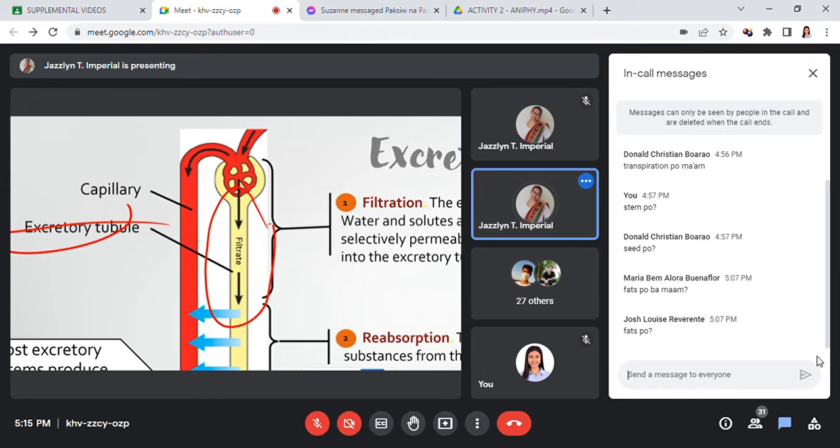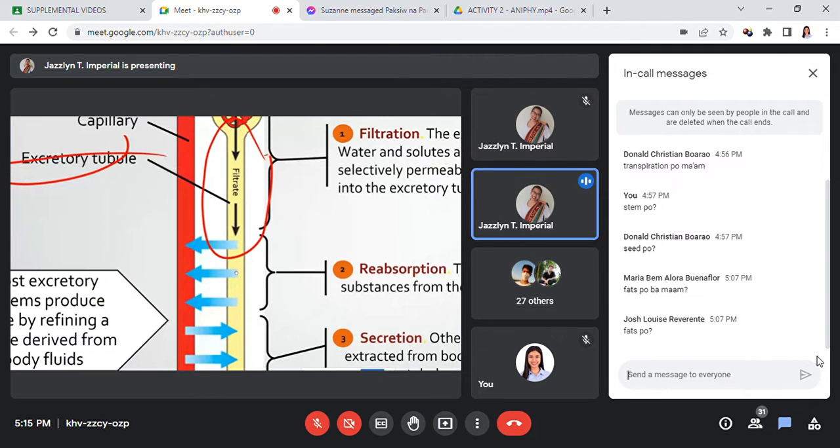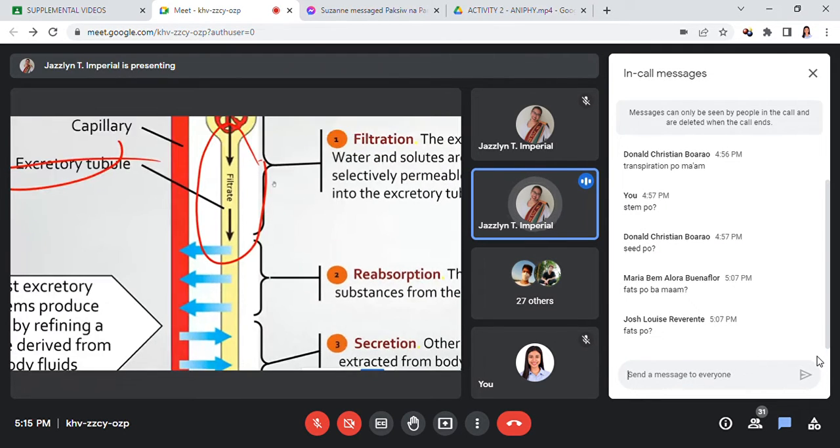And then the water as well as the solutes are now forced by blood pressure across the selectively permeable membrane of the capillaries here, and then to the excretory tubule, yellow going down. Okay? And then after filtration, reabsorption.